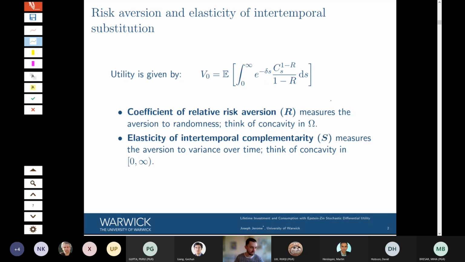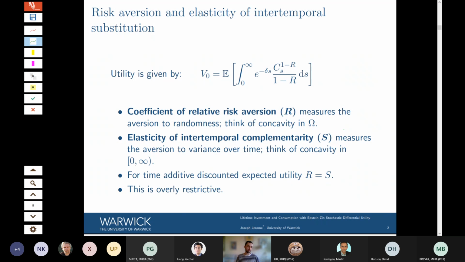So I'm going to introduce this notion, which is possibly not so well known, and has a horrible name that comes from economics. It's called the elasticity of intertemporal complementarity, which we're going to denote by the letter S. This is a measure of how averse to variance over time we are. Think of concavity on 0 to infinity instead of in omega. Under time-additive discounted expected utility, these two are forced to be the same.